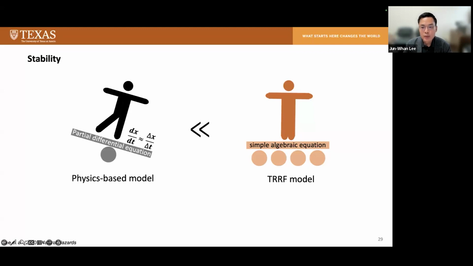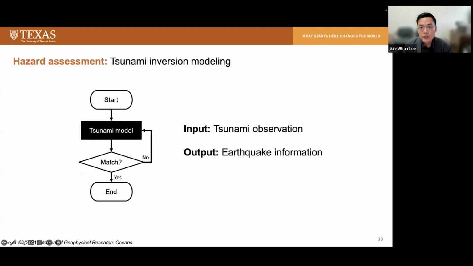And from now on, I would like to show two example studies where this new tsunami machine learning modeling approach has been applied to improve the capacity of tsunami forecasting and also hazard assessment. So first, in terms of hazard assessment, the tsunami machine learning model has been applied to solve one of the limitations in tsunami inversion modeling.